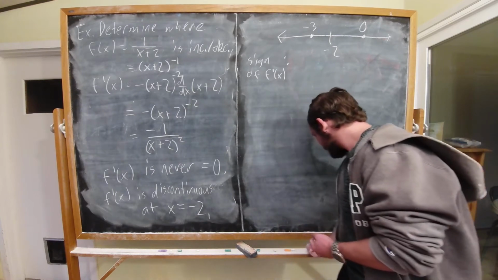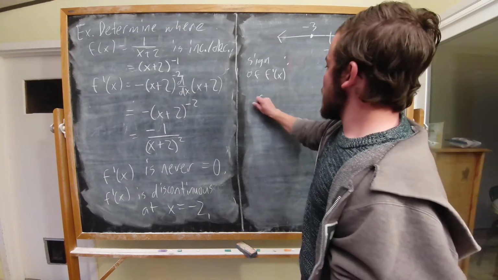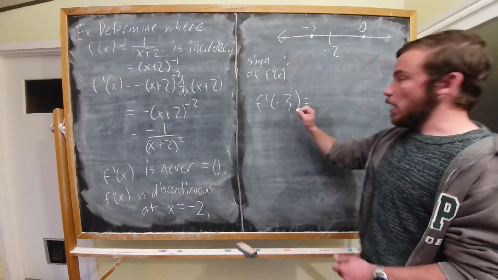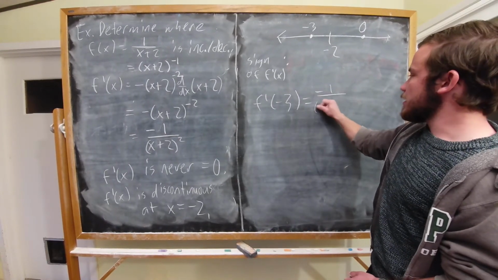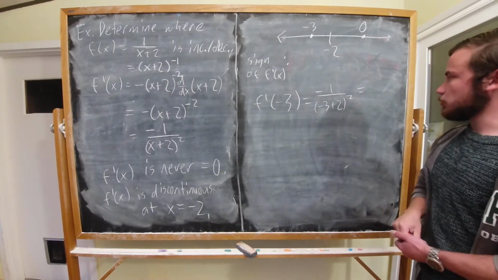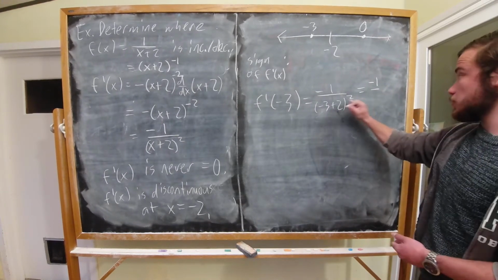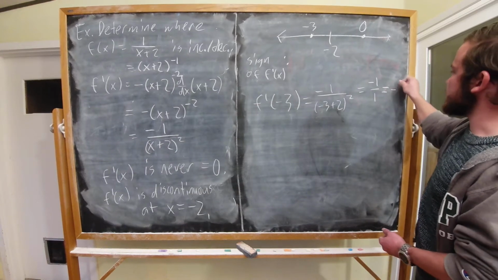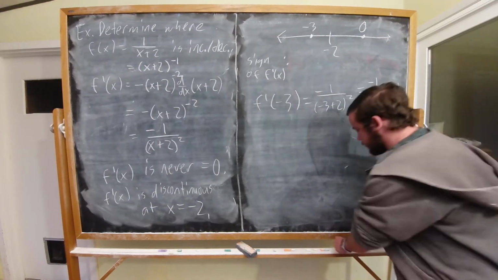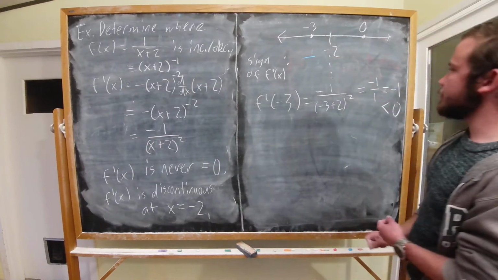Where's my red and my blue? Alright. If those are my test points, f prime of negative 3 is negative 1 divided by negative 3 plus 2 squared. Negative 3 plus 2 is negative 1. Squared, though, is 1. So this is negative 1, which is less than 0. So we have a negative sign in that piece of the number line.